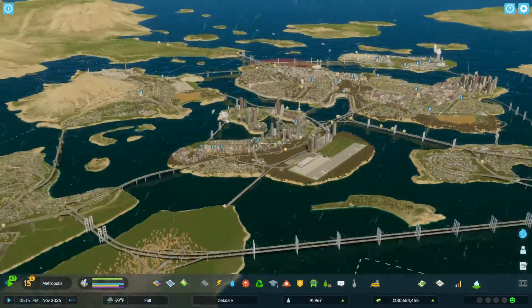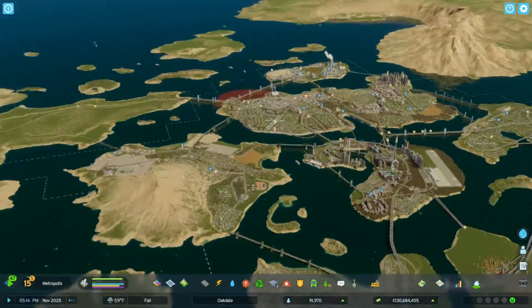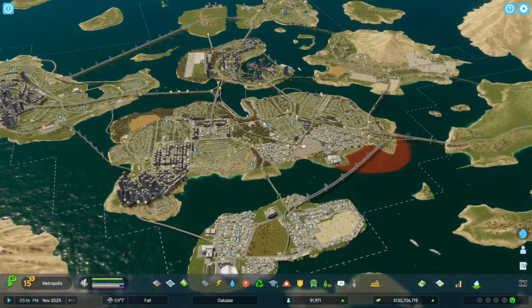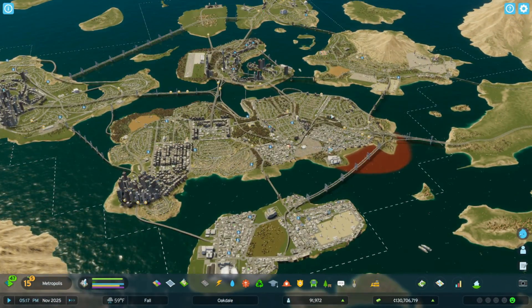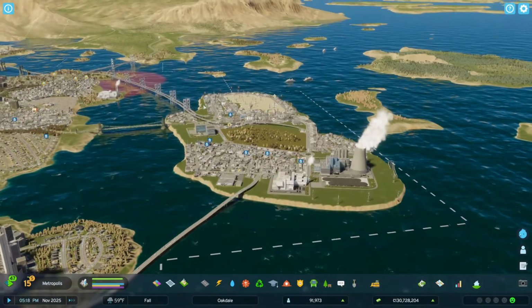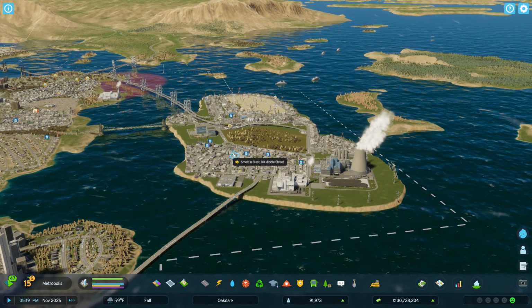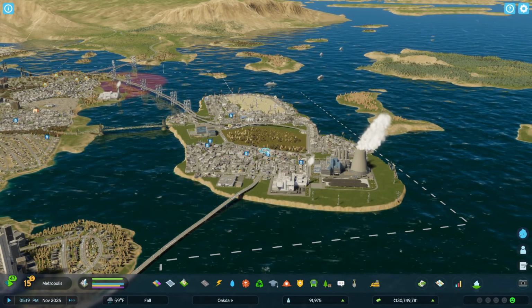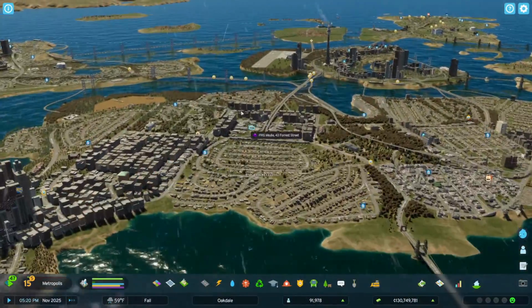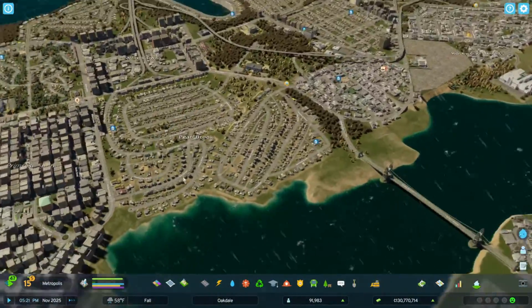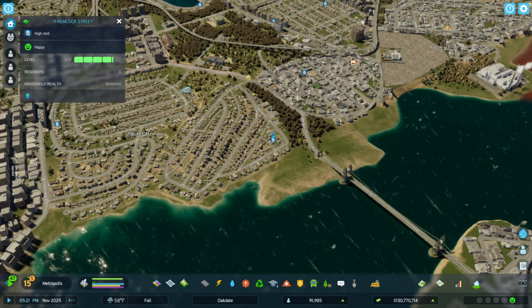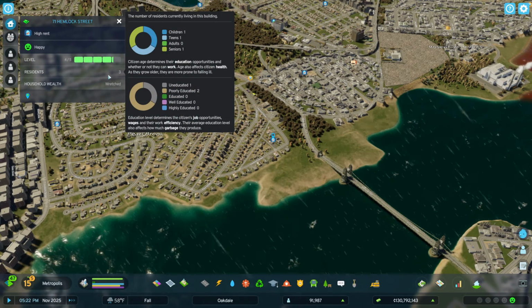But this mod that I'm currently looking at helps out with the civilians in your city and their high rent issues. It won't really focus too much on the industrial areas. This really goes back and forth with your economy, but it does focus on your civilians' high rent.